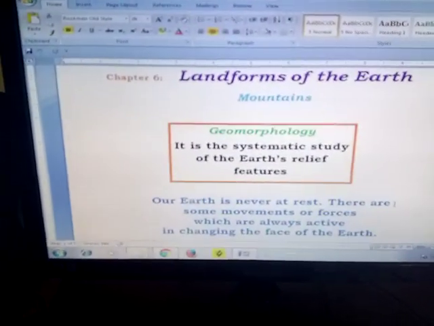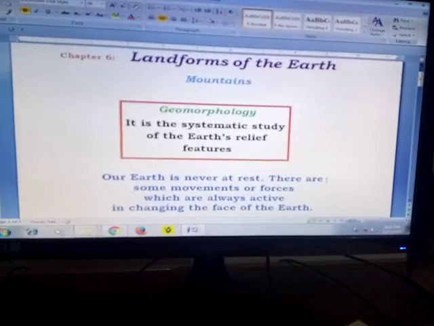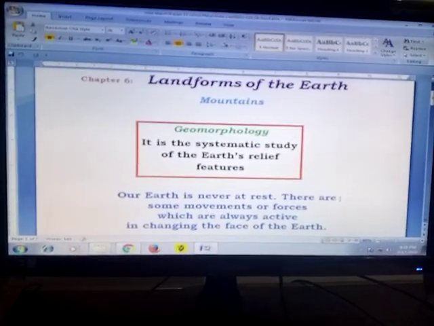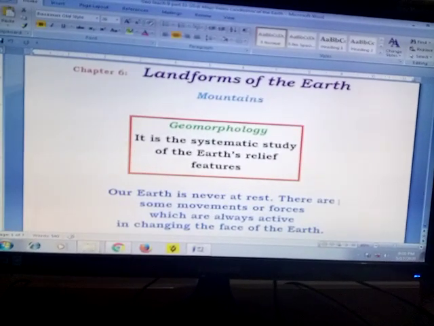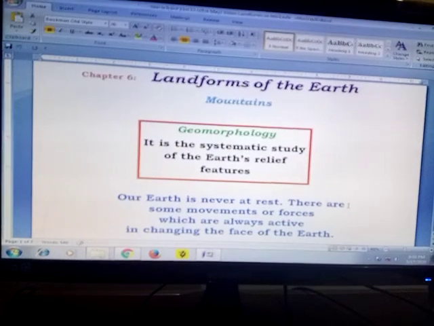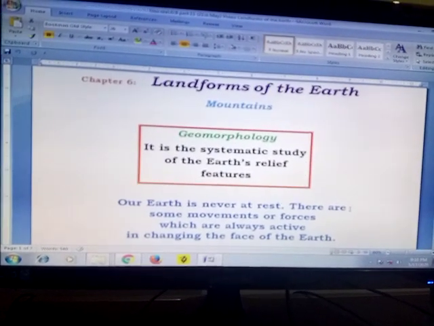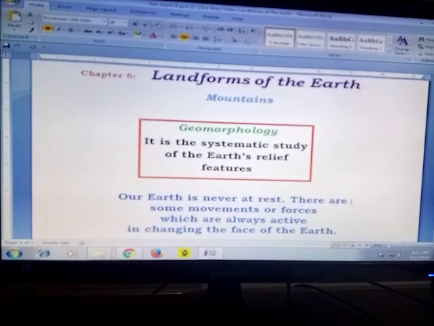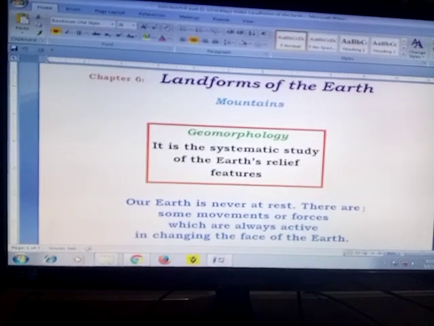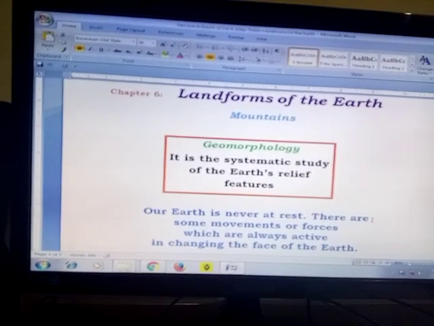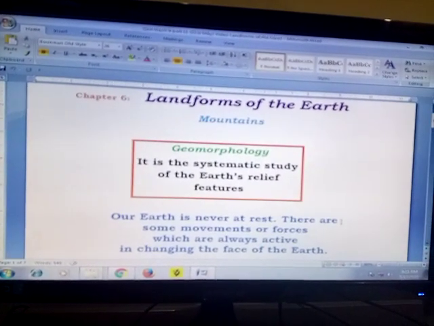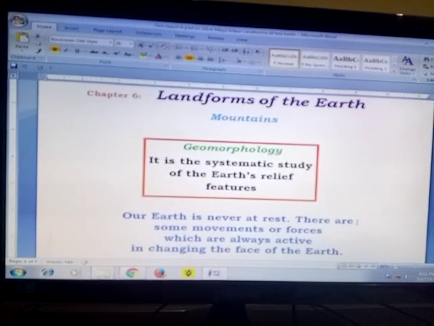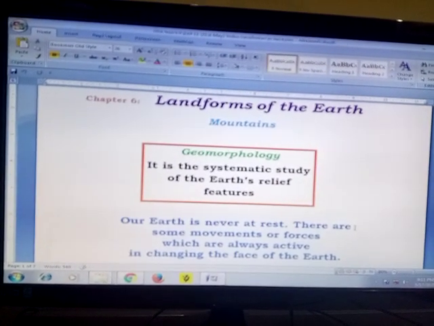We are concentrating on another new chapter, chapter 6, Landforms of the Earth. Today mainly we'll be talking about mountains. In the landforms of the earth there are many features: mountains, plateaus, plains, valleys, forests, etc. But mainly today we'll be discussing a little bit of introduction to the landforms of the earth, and mountains.